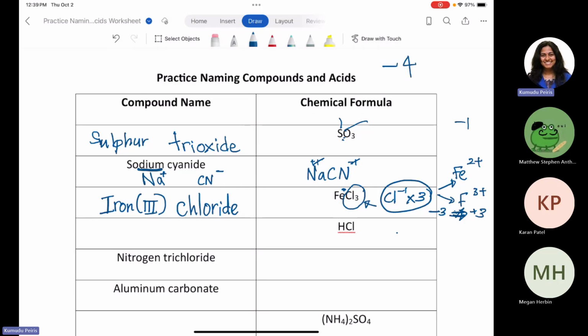The next one is an acid. The name of this one is hydrochloric acid.